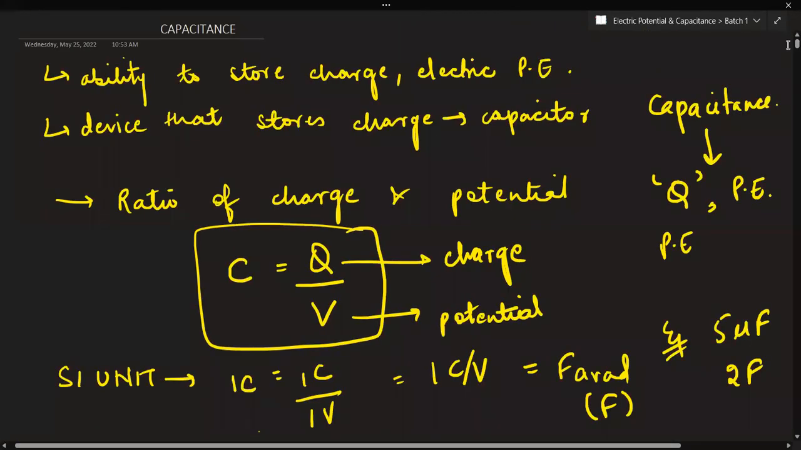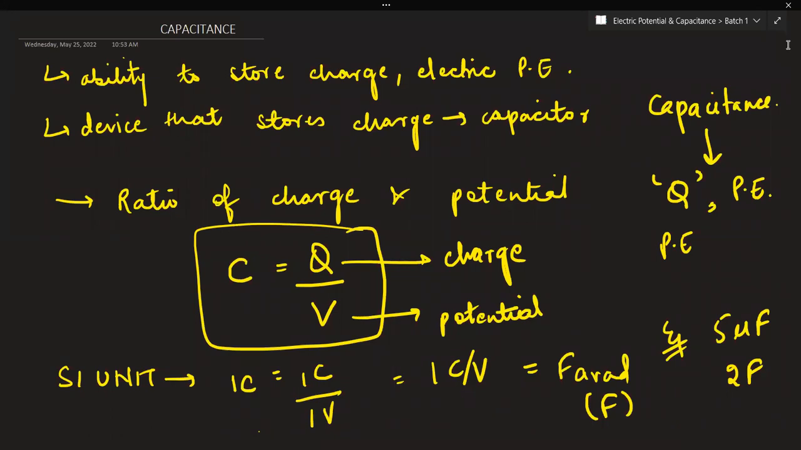Class, the ability to store charge is known as capacitance, and the device that performs this function of storing charges is known as a capacitor. Now the ratio of the charges. This is the basic formula: C is equal to Q by V. From here you will use Q is equal to CV, and you will write V is Q by C. Every formula will be derived from this one. This is a very basic formula.